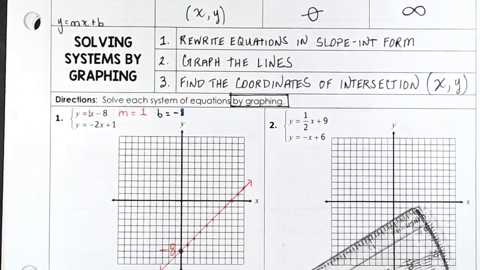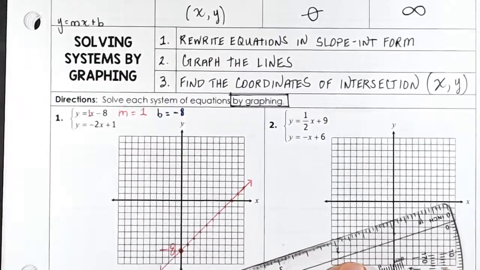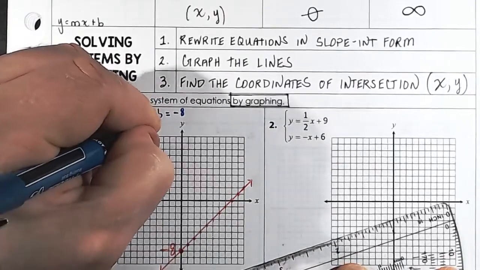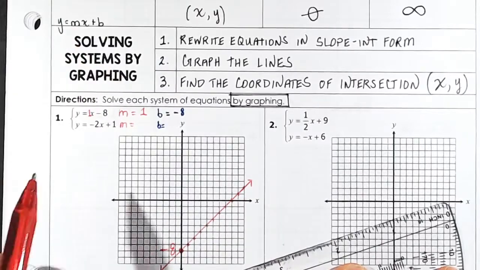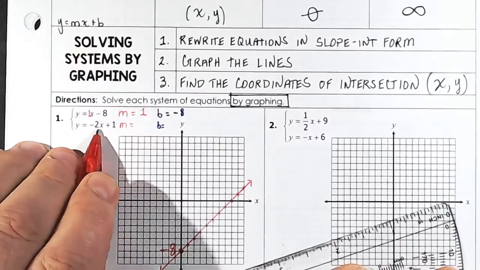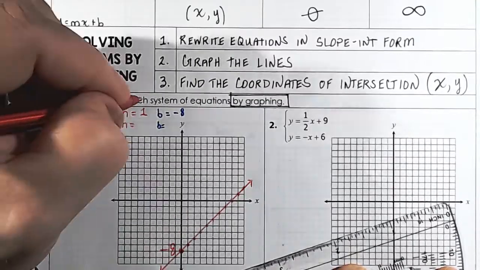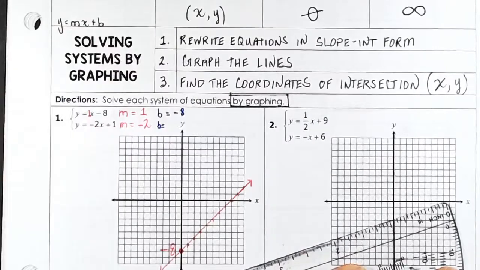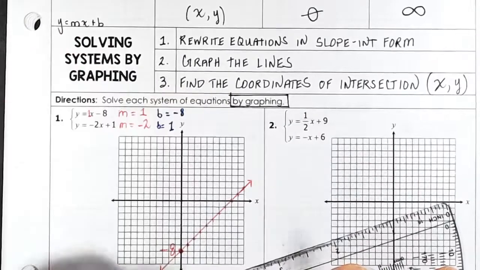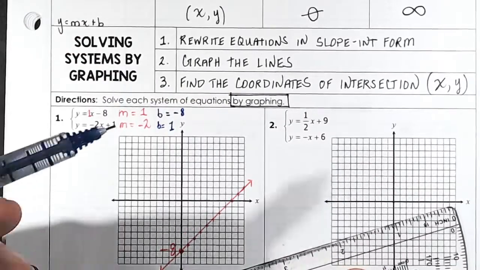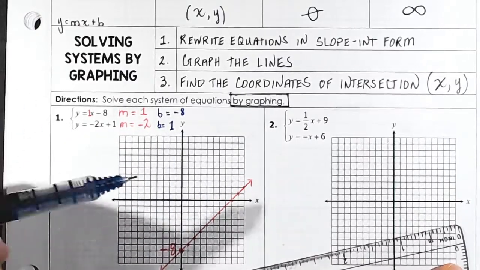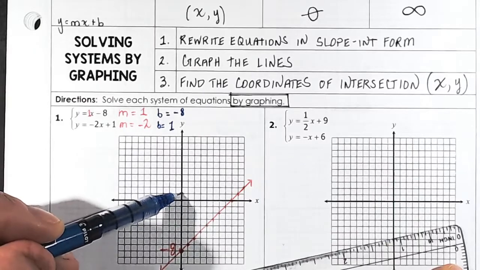Now let's graph the other line, and we'll do this one in blue. Let me identify my slope and y-intercept first. My slope is negative 2. So my slope, the coefficient, that number sitting in front of the x with its sign, is negative 2. And my y-intercept is positive 1. So first let's graph this line in blue. I'm going to start at my y-intercept of 1. So I go back to the origin and count up 1 and put a dot.